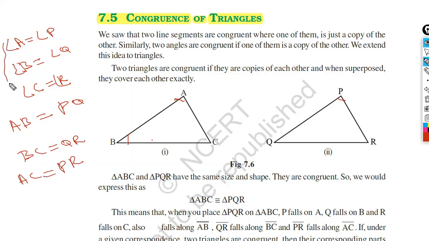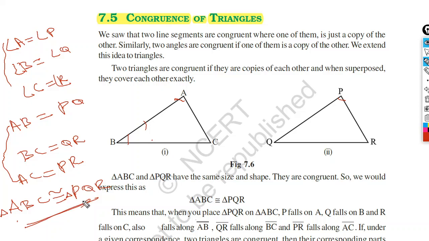If this condition arises, that means what we have written, all the three sides are equal and all the three angles are equal to the other angles, then we can say triangle ABC will be congruent to triangle PQR. So you can give the symbol of triangle: triangle ABC is congruent to triangle PQR.